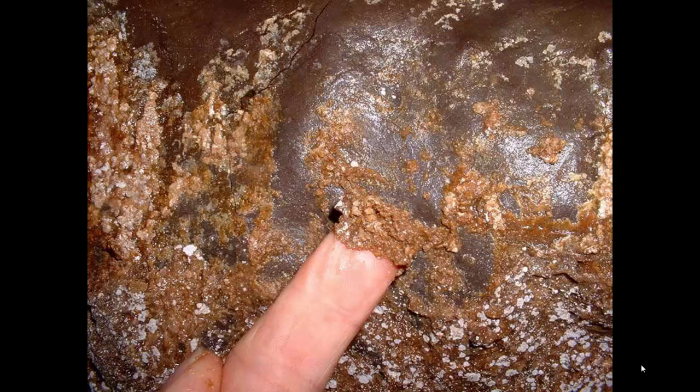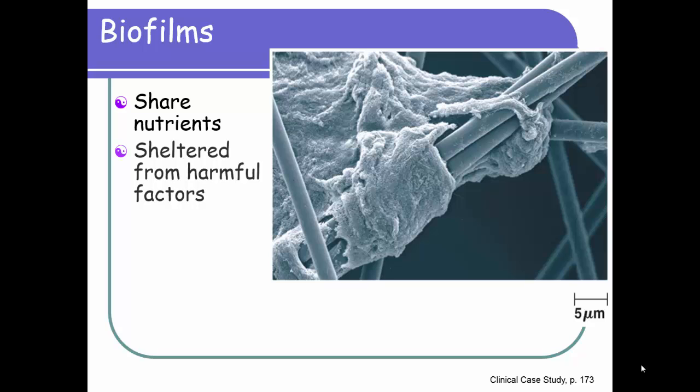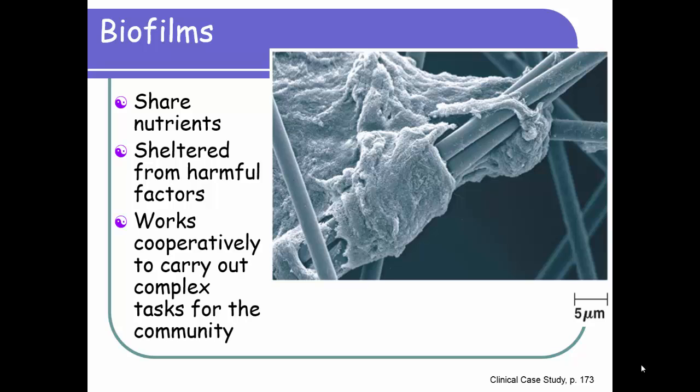This is actually a biofilm made up of bacteria and fungus and algae found on the surface of the rock. Biofilms can share nutrients among the different bacteria. They can shelter each other from harmful factors. If you're in the middle of this big glob of microorganisms, you're a lot less likely to be infected by the environment as the ones on the outer surface. And they can work cooperatively to carry out complex tasks for the community.